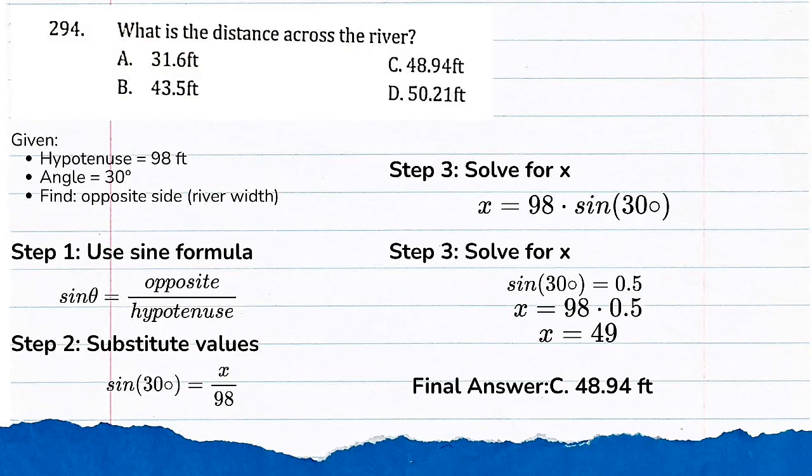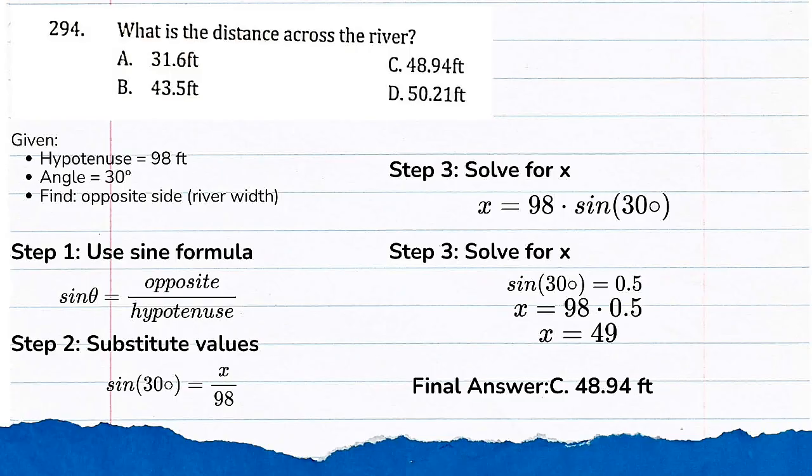For question 294, what is the distance across the river? A, 31.66 feet. B, 43.5 feet. C, 48.94 feet. Or letter D, 50.21 feet. Let's start with the given. Hypotenuse is equal to 98 feet. Angle is equal to 30 degrees. Now, find the opposite side, or the river width. First step, use the sine formula. Sine theta is equal to opposite over hypotenuse.